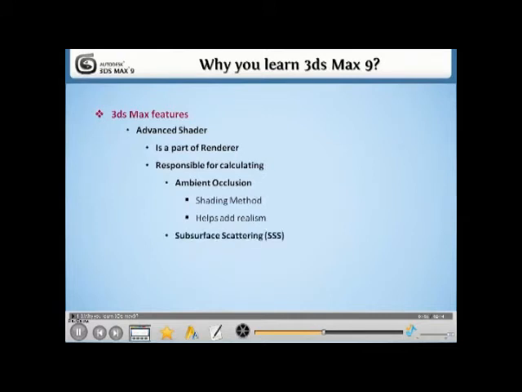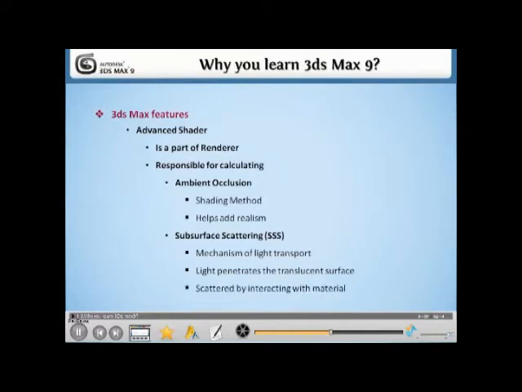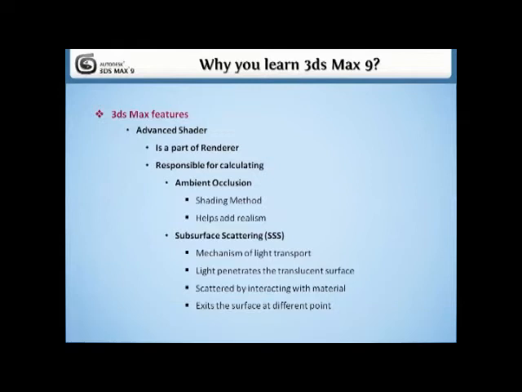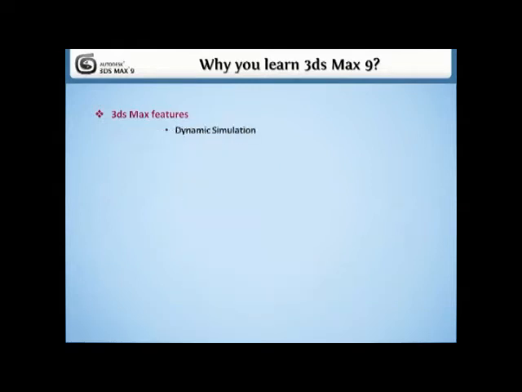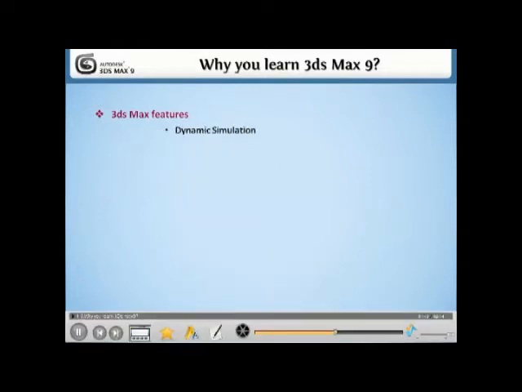Subsurface scattering, SSS, is a mechanism of light transport in which light penetrates the surface of a translucent object, is scattered by interacting with the material, and exits the surface at a different point. Dynamic simulation. This is used to have a computer automatically animate something like hair, cloth, liquid, fire, and particles.